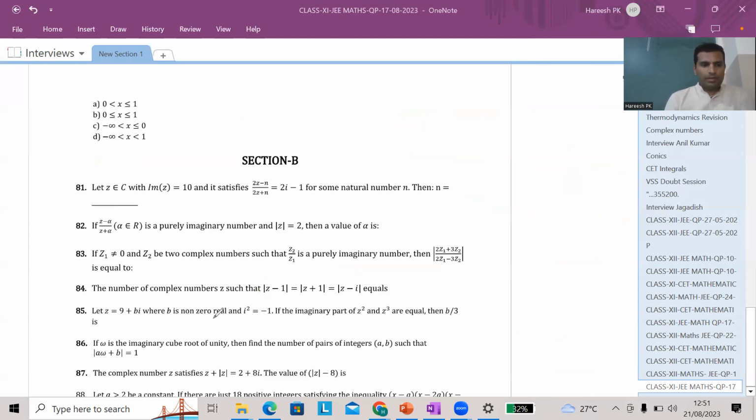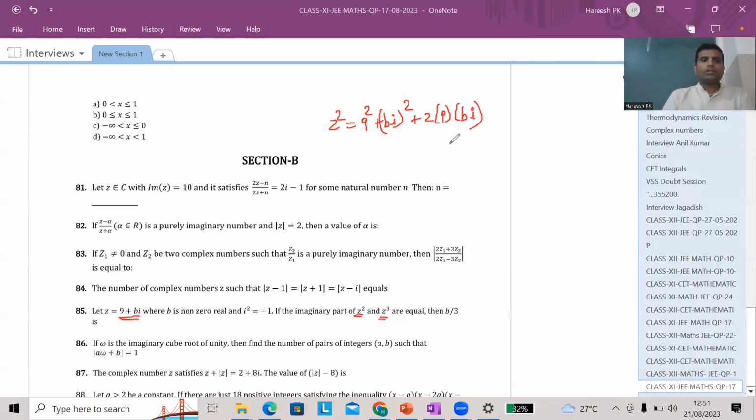85th one. z is a plus b iota, and they're saying the imaginary part of z square and z cube are equal. So let's find out what is z square. z square is nothing but a square plus b square plus 2ab.